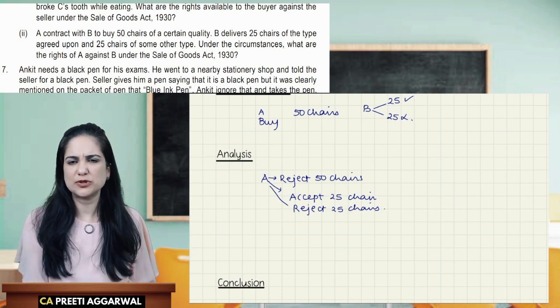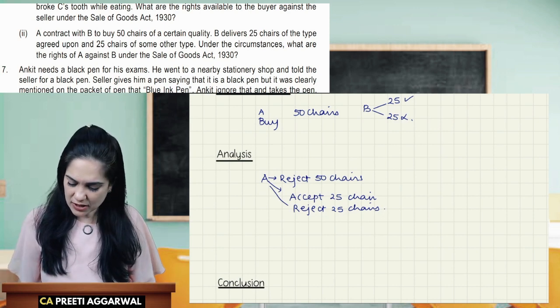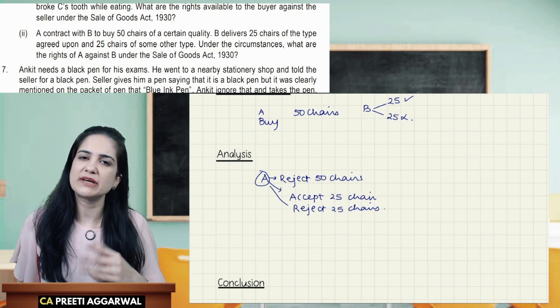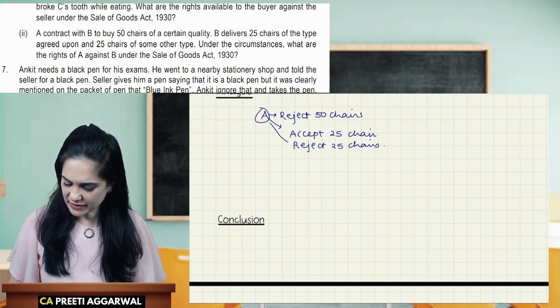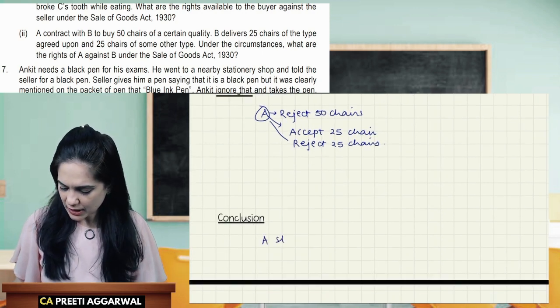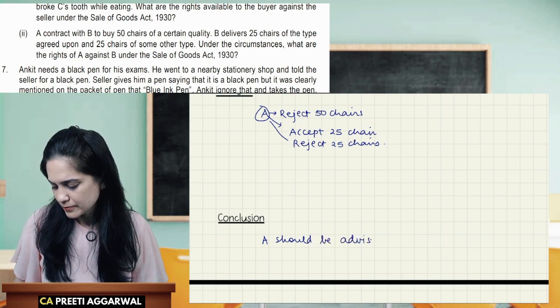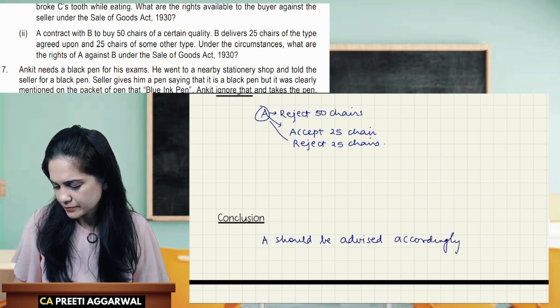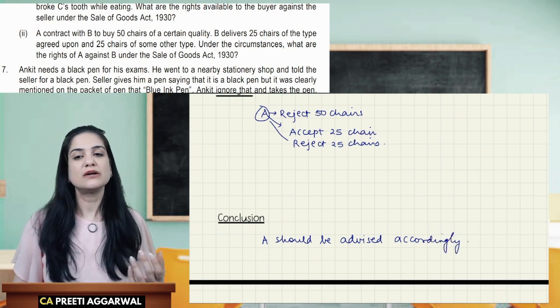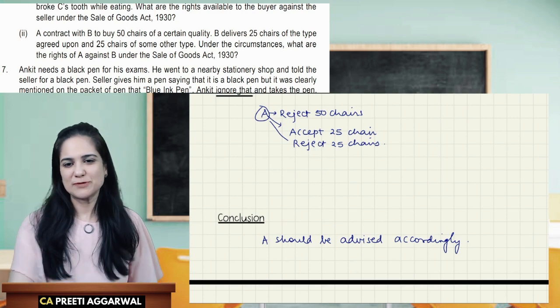And what is the solution? They have just asked what the rights are. So we will say that A should be advised accordingly. Okay, so that we will write in the conclusion. A should be advised accordingly. All right. So that is the solution. Let us proceed to the next question.